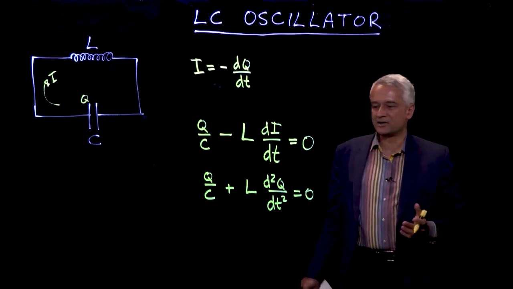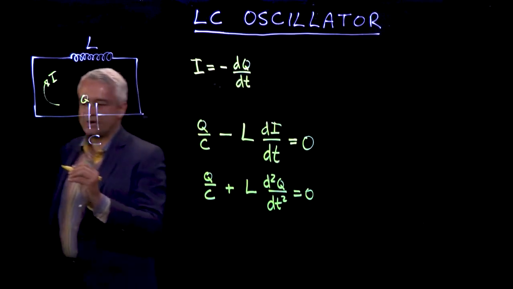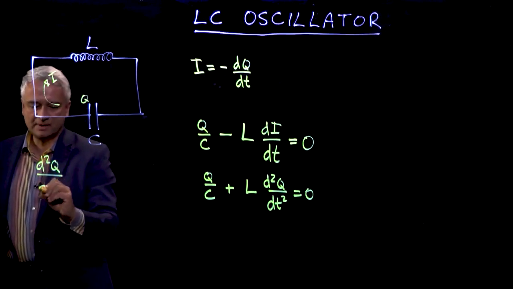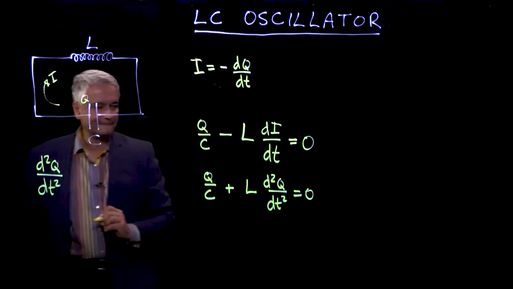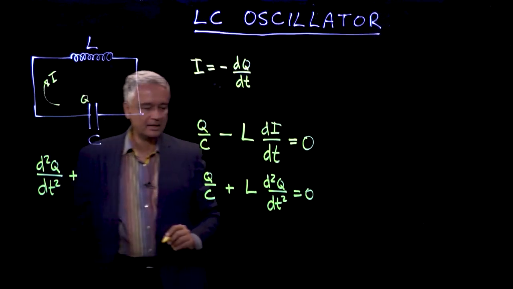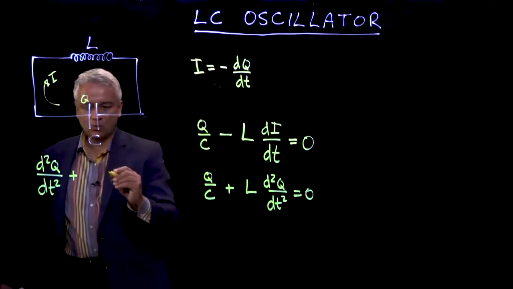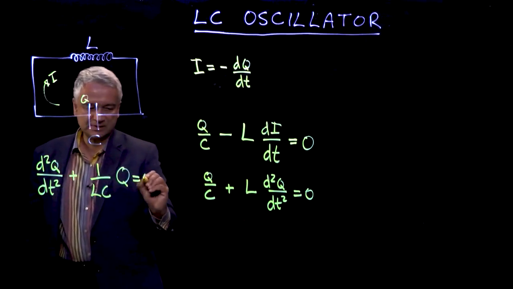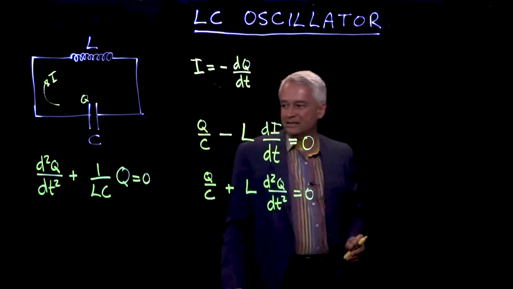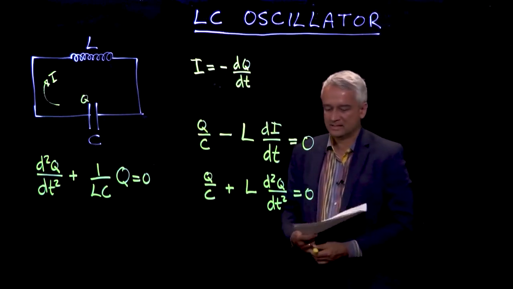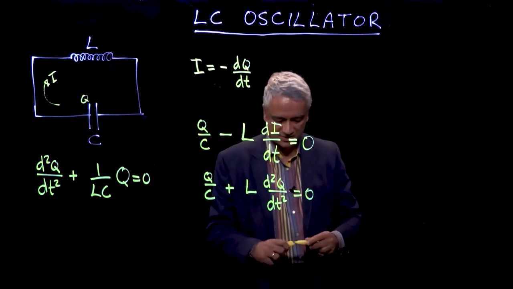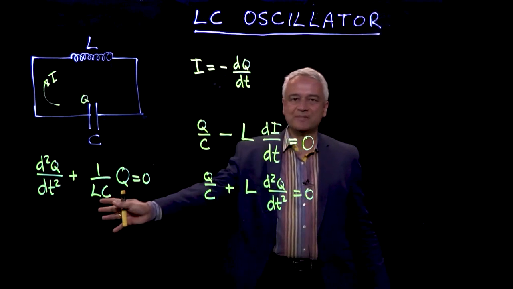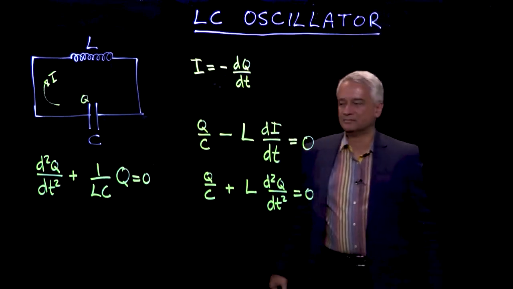How do I see that it's an oscillator equation? Well, let me just rewrite this in the way that I'm used to seeing oscillator equations written. I'm going to write it as d squared Q by dt squared plus 1 over LC times Q is equal to 0. And that is an oscillator equation. Same equation as when you describe a mass on a spring. So this is the F equals ma of my circuit.